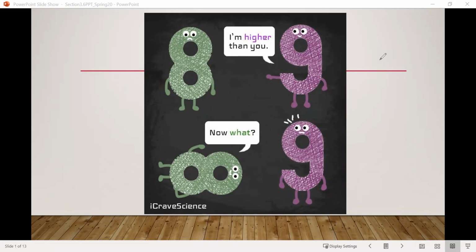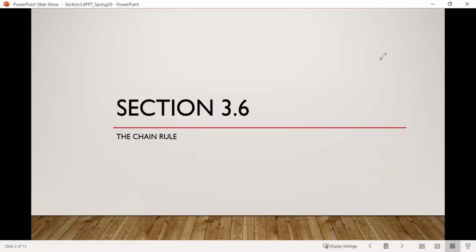So we're moving along in building our knowledge base of different differentiation rules. We've already learned the product rule, the quotient rule, the power rule, and a few other things about differentiation. So we're just going to expand what's in our toolbox here. Section 3.6 is about something called the chain rule. And let me show you what this is for.